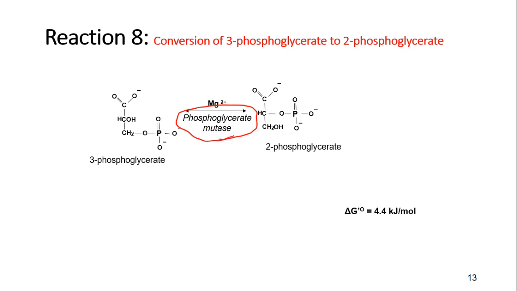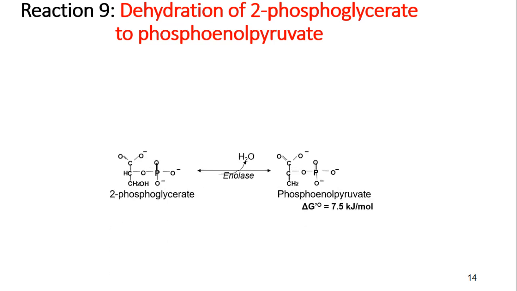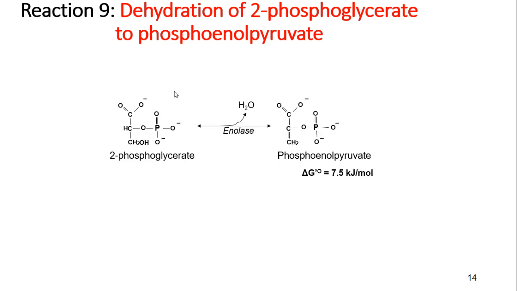And lastly, we'll look at reaction number 9. Reaction number 9 involves the dehydration of 2-phosphoglycerate to phosphoenolpyruvate. In terms of the diagram, this is how it looks. So there is a conversion of 2-phosphoglycerate to what? To phosphoenolpyruvate, and the enzyme which is used is just the what?